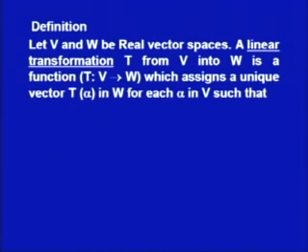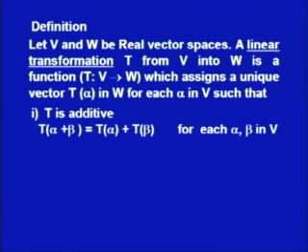To start with, I will first give the definition of linear transformation. For this, let us consider two real vector spaces V and W. A linear transformation T from V into W is a function which assigns a unique vector T alpha in W for each alpha in V such that it satisfies the properties.